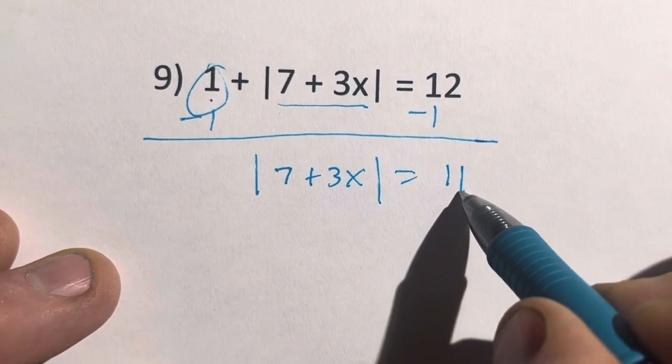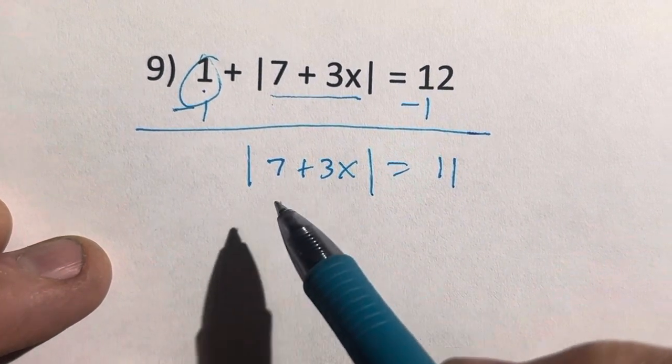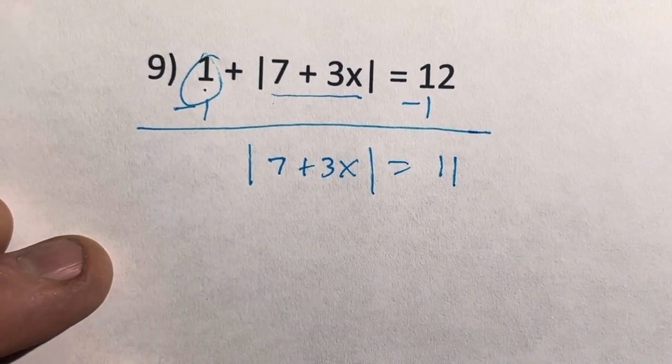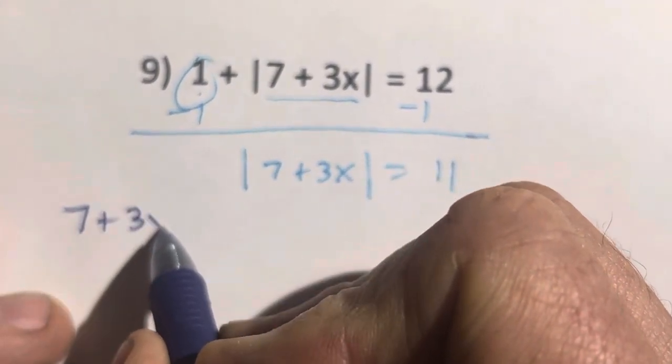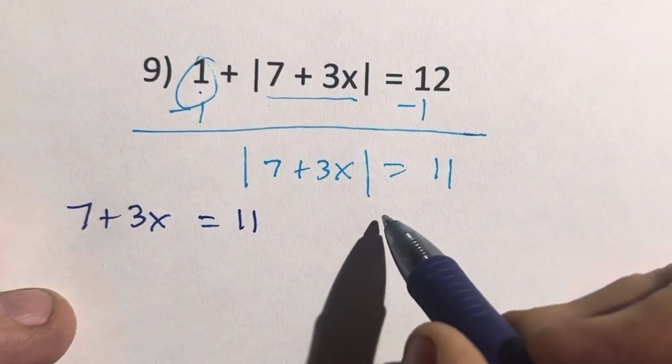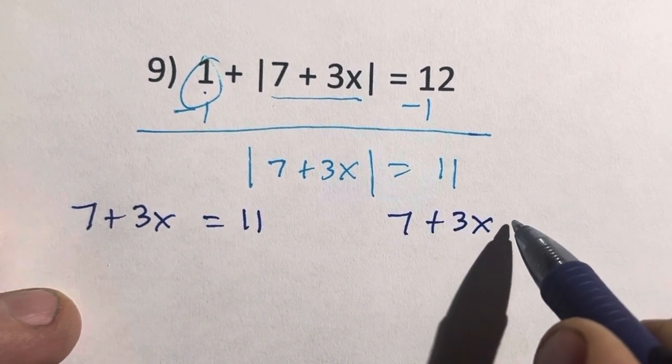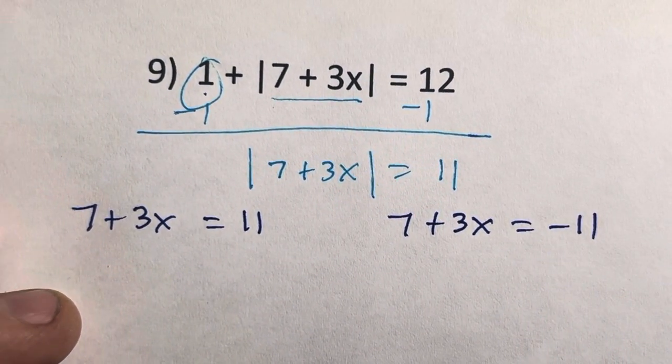12 minus 1 is 11. And there you go. There's my absolute value. And now from there, I set up my two equations. So that means 7 plus 3x equals 11. 7 plus 3x equals negative 11. And there's my two equations.